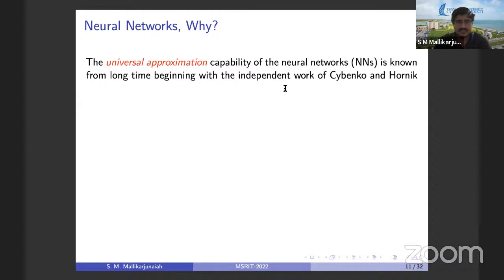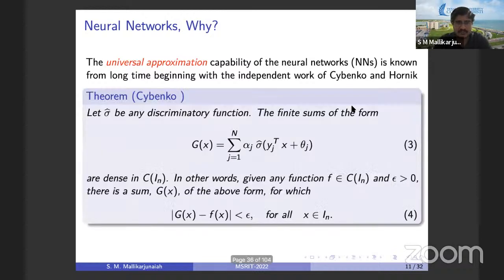Now, this was independently investigated by many researchers, so I'm going to name two very important names, Cybenko and Hornik. Now I'm going to show a work of Cybenko, and this is the fundamental theorem for any approximation you can do using neural networks. Now, what does it say? Let sigma be any discriminatory function, I'm going to tell you what discriminatory function means. Then the finite sum, which is given in equation 3, is dense in C(I_n).